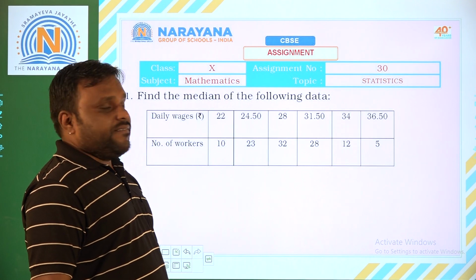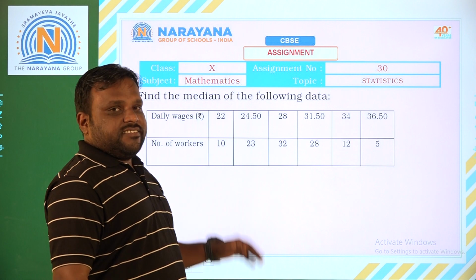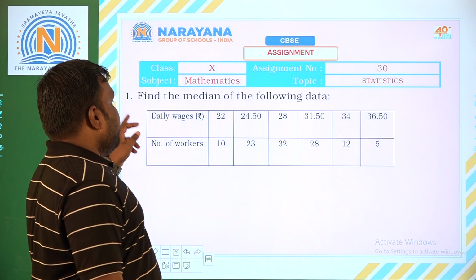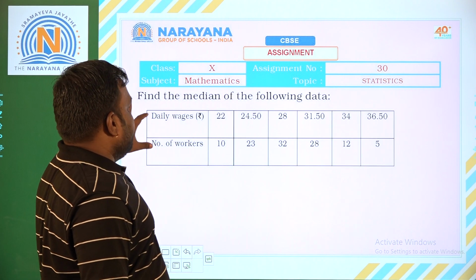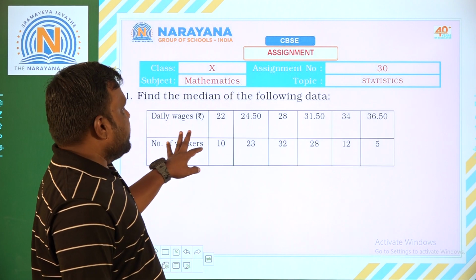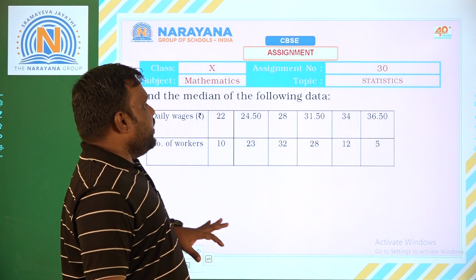Today we are going to look at assignment number 30 based on statistics. Let us start with question number 1. Find the median of the following data. Here we have the data given for us, the daily wages and number of workers. For this case you have to find out the median.